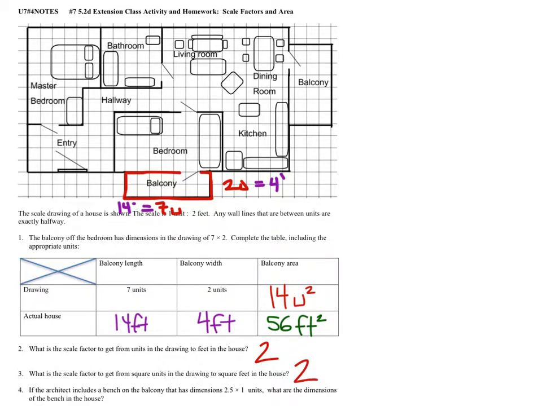If the architect includes a bench on the balcony that has dimensions 2.5 by 1 units, what are the dimensions of the bench in the house? Okay. Well, 2.5 by 1, so we're going to double both of those to find the footage for each of them. So yes, that would give us a 5 foot by 2 foot bench. So doubling the 2.5 gives us the feet. Doubling the 1 gives us the other dimension in feet.